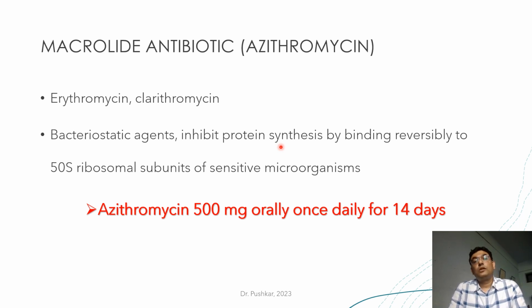So we can use azithromycin in this typhoid patient and inhibit the growth of the Salmonella, and the dosage is 500 mg once a day, and we use it for 14 days. At some places 7 days is written, at some places 14 days is written, but in a standard book I found 14 days. So azithromycin 500 mg once a day for 14 days, a very important alternative.